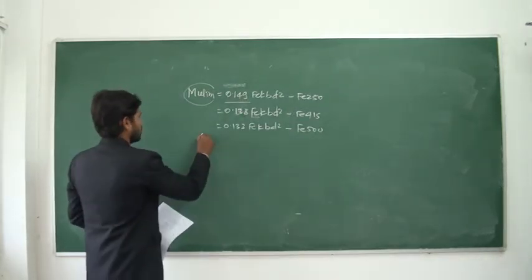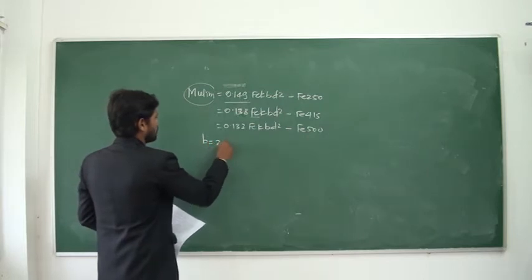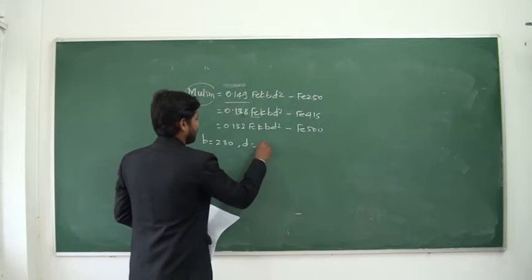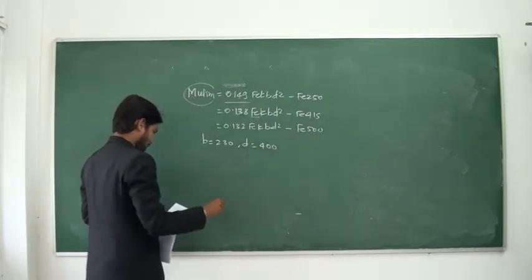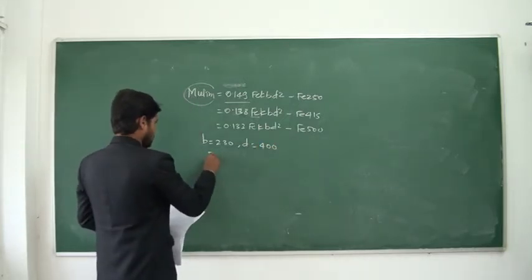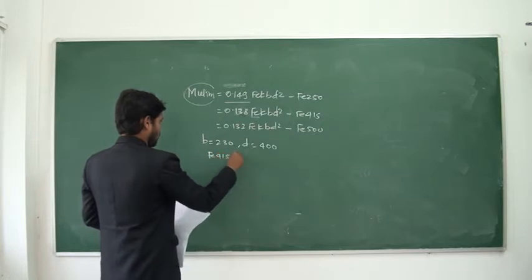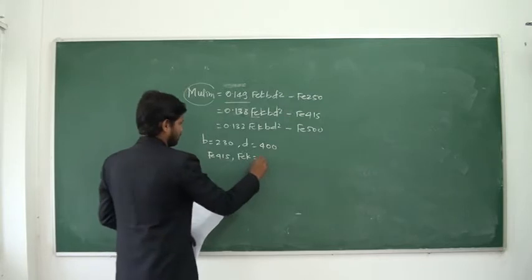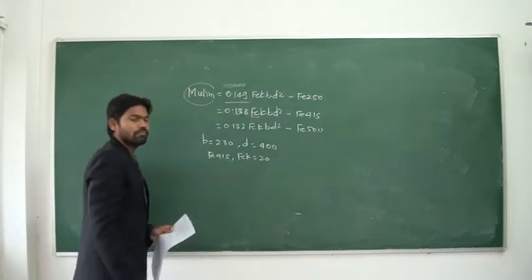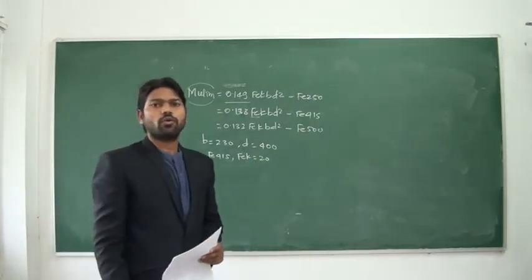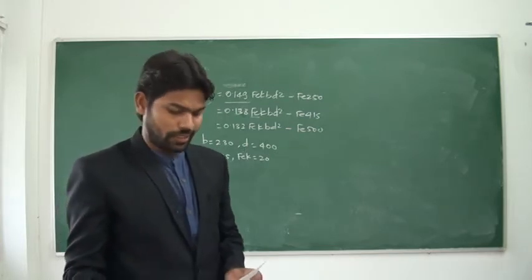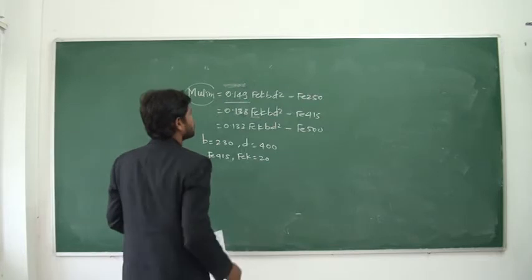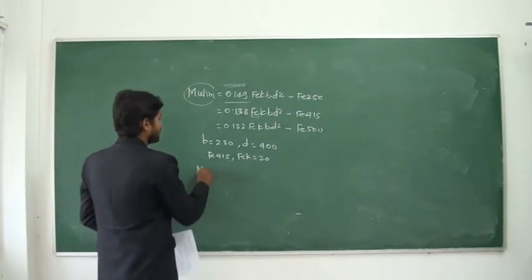Suppose B is equal to 230, D is equal to 400, and Fe415, and FCK is 20. Suppose I am using the concrete grade as M20 and steel grade as Fe415, and width of beam is 230 and depth of beam is 400. So what will be MU limit?